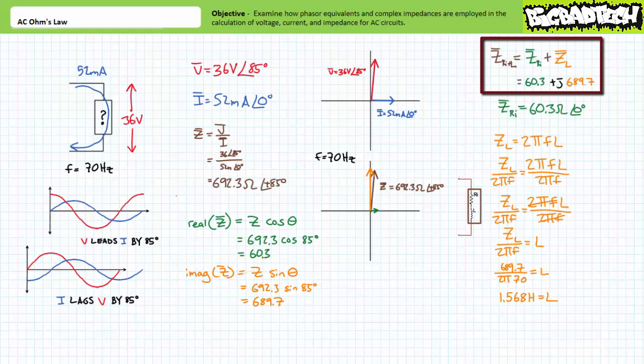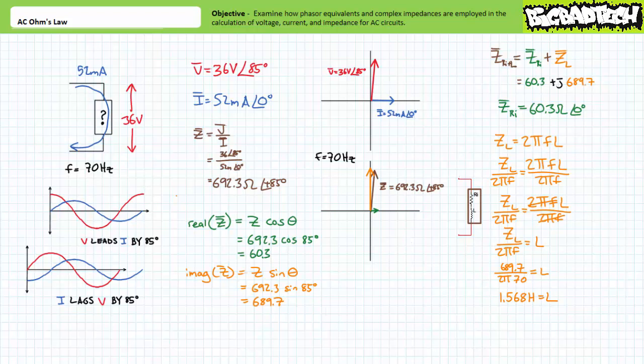692.3 at an angle of 85 can be expressed using a rectangular format as 60.3 plus j 689.7. This implies that an internal resistance of 60.3 ohms is in series with an inductive portion that happens to have an impedance of 689.7 at a frequency of 70 Hz.